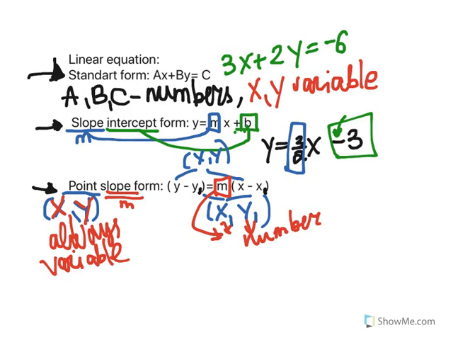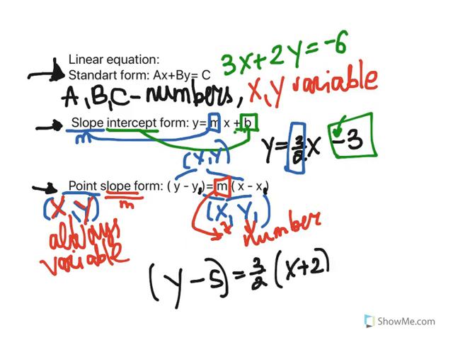So your point-slope form would look like this: y minus 5 equals 3 over 2 times x plus 2. Okay, so this is the slope. This is your slope, and this is your y1, and this one is the x1.